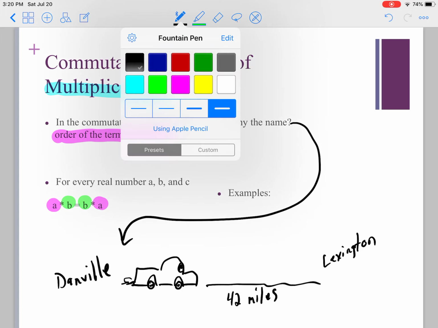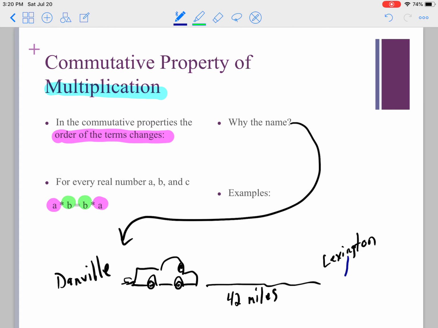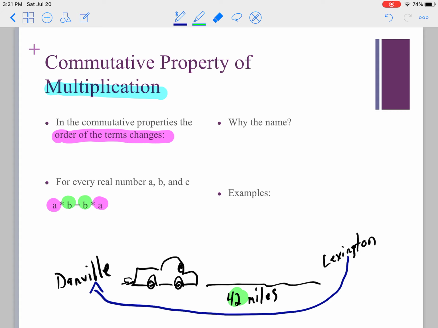When I return home, I commute back home. I'm not going a different distance. Even though the order that I'm traveling changes, the value of my distance that I'm traveling does not. I'm still traveling the same 42 miles despite the change in direction of the commute. And so that is how, using that analogy, we can remember the name of this property and what it implies.